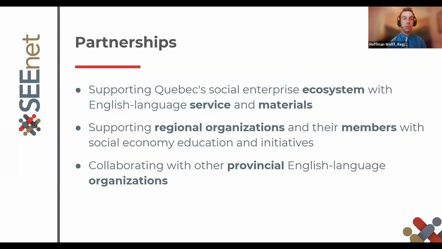So a little bit more into what we do. It's supporting the ecosystem with service and materials in English. There's a lot of organizations, there's a lot of documentation out there. A lot of it is not available in English. The terminology, like we were just saying, is not always well developed in English. So our role is to better connect English speakers with materials in their language. A lot of times the different organizations who work with social entrepreneurs in Quebec can't provide the same quality of service in English as they can in French. So our role is to bridge that gap a little bit, like with what we're doing today with the scaling guide. We also support our regional organizations.